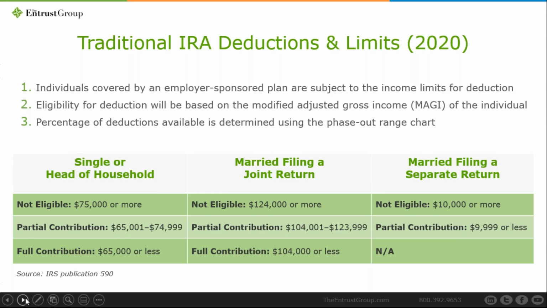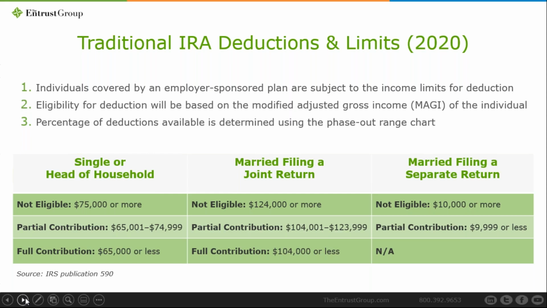For a married couple filing a joint tax return, it's a little bit different because now we're dealing with two people. The modified adjusted gross income phase-out range for a married couple filing a joint tax return is 104 to 124. Under 104, fully deductible. Between 104 and 124, partially deductible. Over 124, they won't get a deduction at all because they make too much money. For every 1,000 that goes over 104, it reduces their deductibility by 5%.